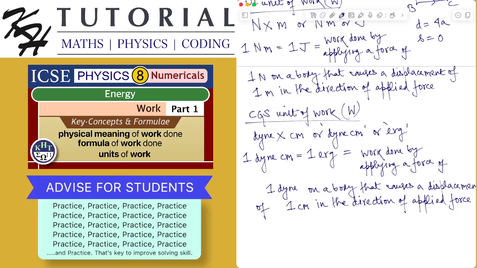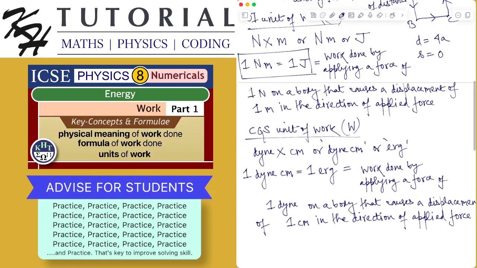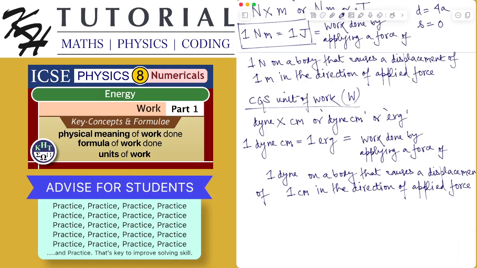So these are the two important units of work: 1 joule is 1 Newton meter, and in CGS unit it is 1 dyne centimeter or 1 erg. Now there are bigger variations of the joule, that is 1 kilojoule. 1 kilojoule is nothing but 1000 joule. Sometimes these bigger units of work done are also used.